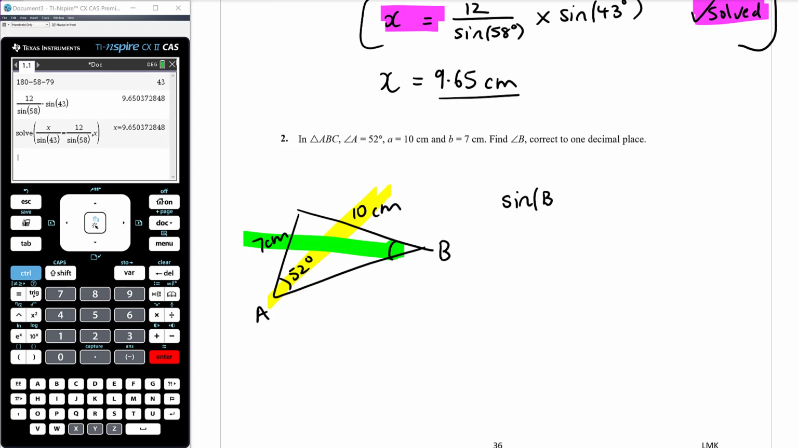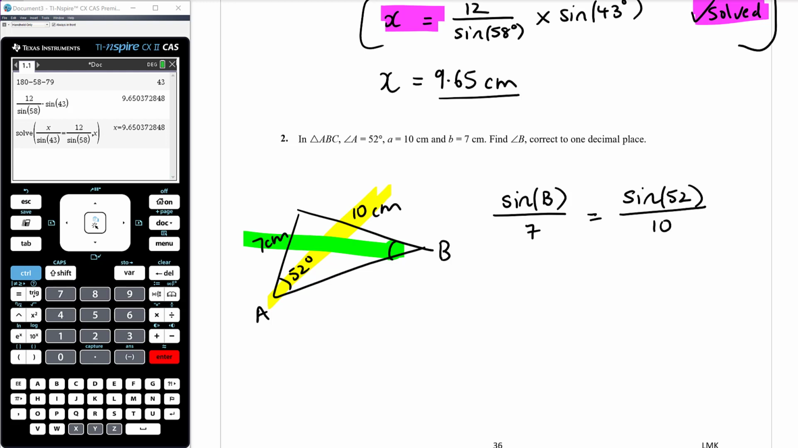Okay, so this time it's the angle that I don't know, so I'm going to put sine of B on the numerator, divided by its opposite side length, which is 7, and therefore I need to use the ratio in the same way on the right hand side, so I must use sine of 52 on the numerator, divided by 10. Okay, there's a couple of things to look at here. We can do this rearranging by ourselves, but this is a bit more complicated. Finding side lengths is easier, finding angles is a bit harder.